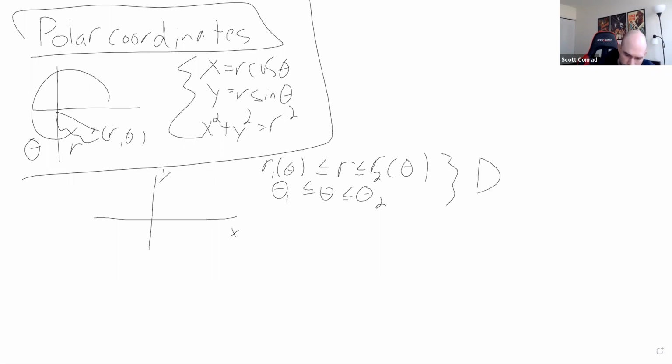We'll call this region D. So suppose this is theta 1. This is theta 2. And suppose this is r1 of theta, and this is r2 of theta. Suppose that's our region D.